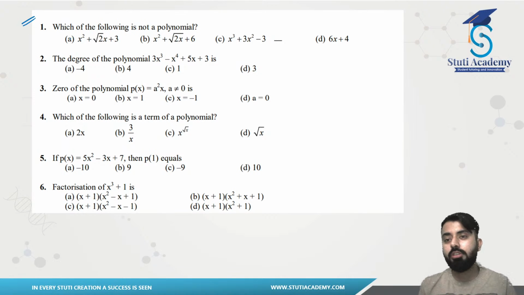So the very first question is what? It is, which of the following is not a polynomial? Now you have to figure out which one will not be a polynomial. Now you guys see, if you look at this, you have what? X square plus square root 2x plus 3.